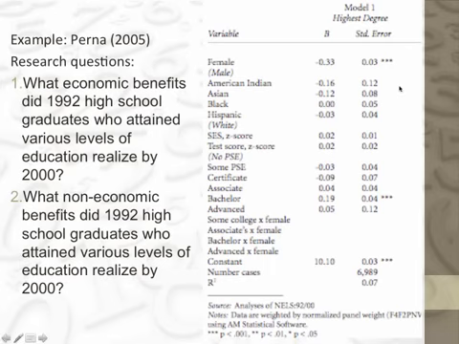If we see here, there are no stars next to any of the race variables: American Indian, Asian, Black, Hispanic, White. If we look over here in the standard error column, which gets at the little stars, no stars there.